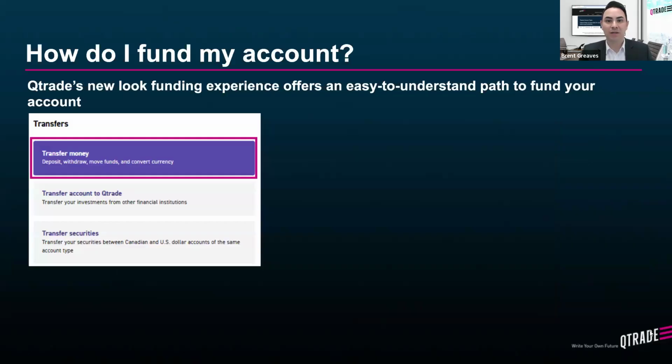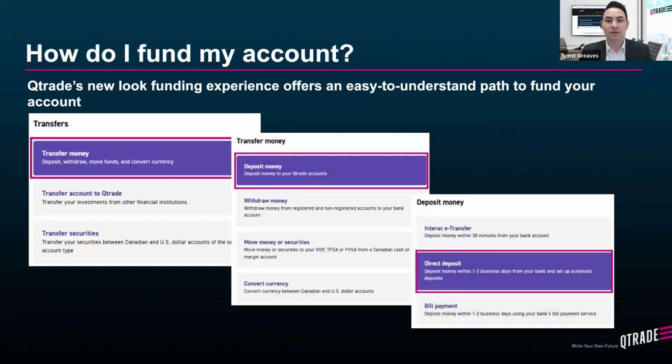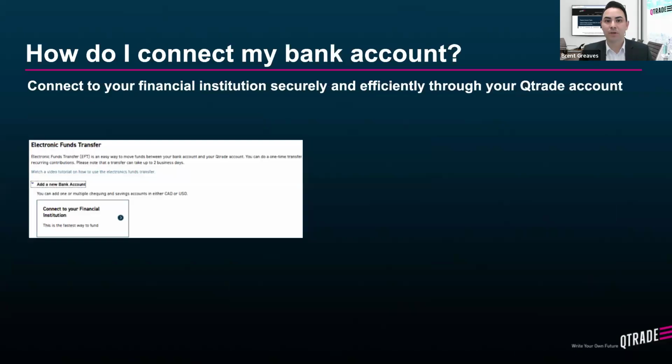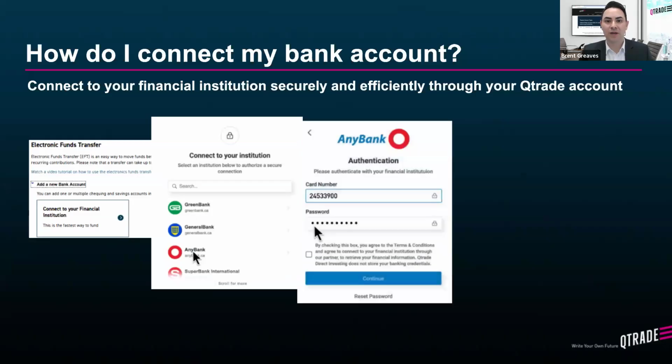To get to Qtrade's Connect Your Bank Account tool, you'll first have to select Transfer Money, then select Deposit Money, then select Direct Deposit. You'll also notice the option for Interac e-transfer that we touched on earlier. From the Direct Deposit screen, you'll be directed to the electronic funds transfer page, where you can connect your bank or credit union securely and efficiently through the Qtrade platform. Under the Add New Bank Account, you'll first select Connect to your financial institution. Next, you'll search for and select your financial institution from the list provided.